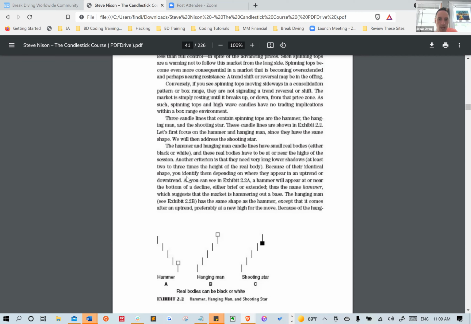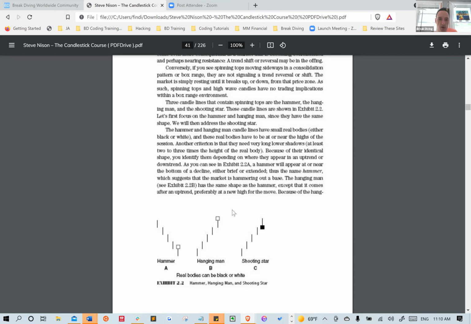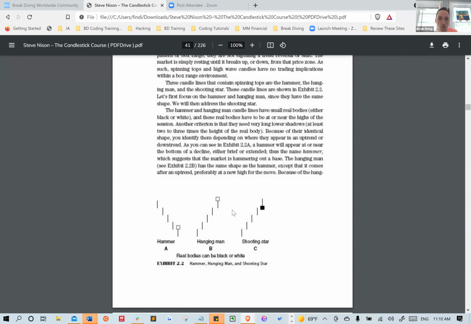As you can see in exhibit 2.2a, a hammer will appear at the bottom of a decline, which suggests the market is hammering out a base. Oh, that's a good way to think about it. Boom, it's hammering out a base. The hanging man has the same shape as the hammer, but it comes after an uptrend, preferably at a new high for the move.